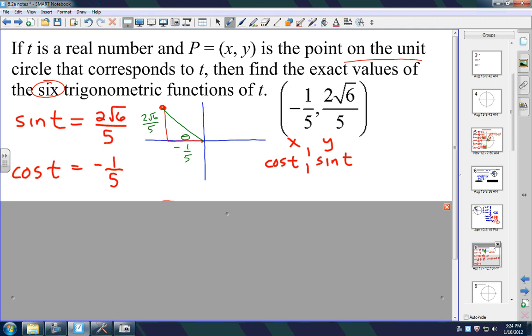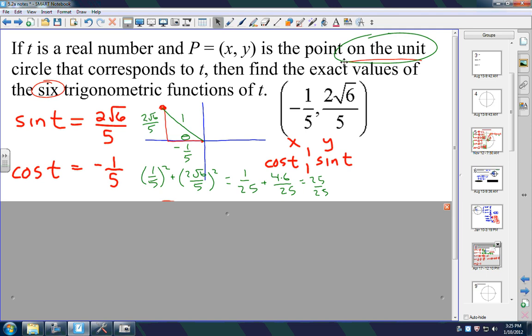Just to check, I'll show you the radius is going to be a 1. 1/5 squared plus 2 square roots of 6 over 5 squared. So this is 1/25 plus 4 times 6 over 25, which is 25 over 25. So when you see that phrase, you can know your radius should be 1. It's helpful to check just to get some extra practice with this.